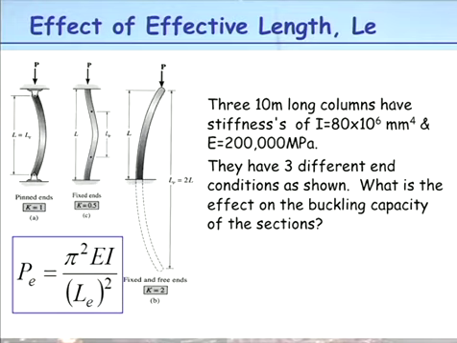So final problem. Let's actually do some numbers rather than me just talk about it. We have 3 10-metre long columns. They all have the same size, an I value of 80 by 10 to the 6 and a Young's modulus of 200, so they're steel. They have 3 different end conditions as shown. What is the effect on the buckling capacity of these sections? So this significantly affects the buckling capacity.